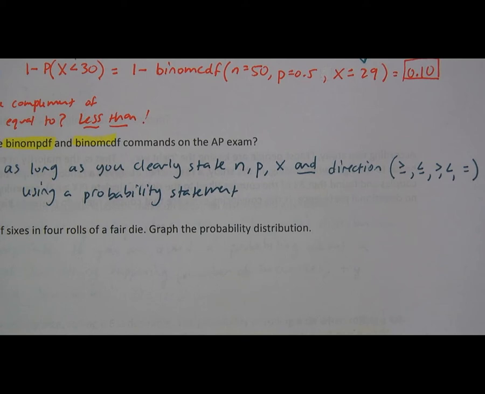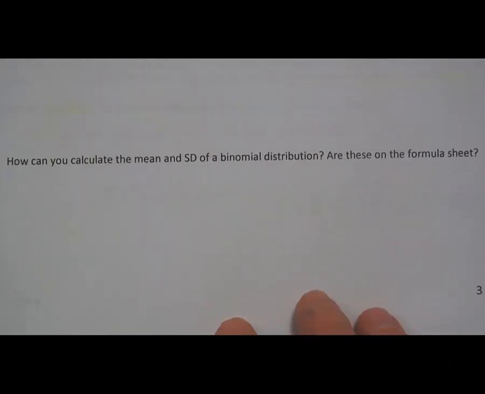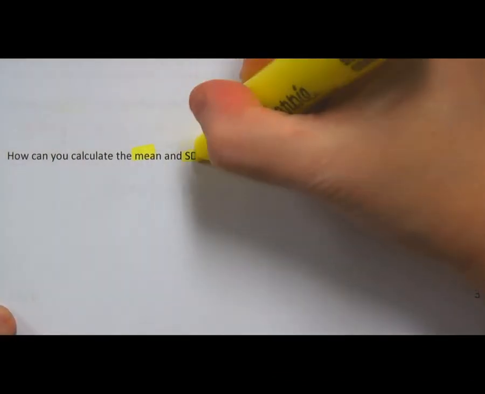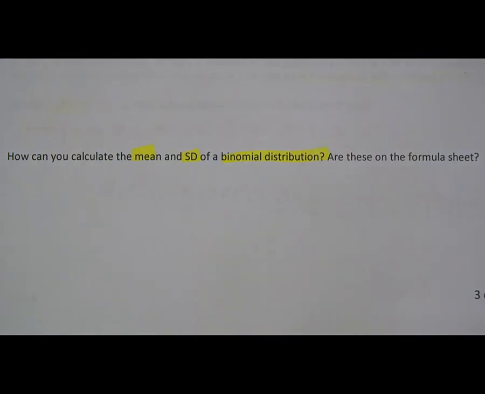We're going to skip the next little part that says to graph a probability distribution, because I don't think we need it to gain the knowledge that we need from this. So go right down to the bottom of the page. How can you calculate the mean and standard deviation of a binomial distribution? Finally, we're to something easy.